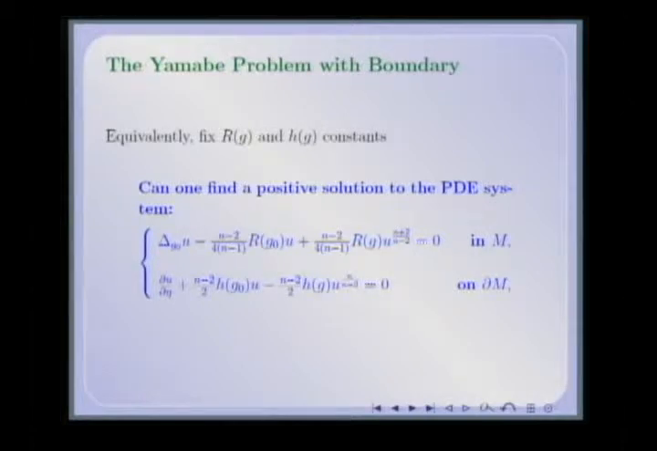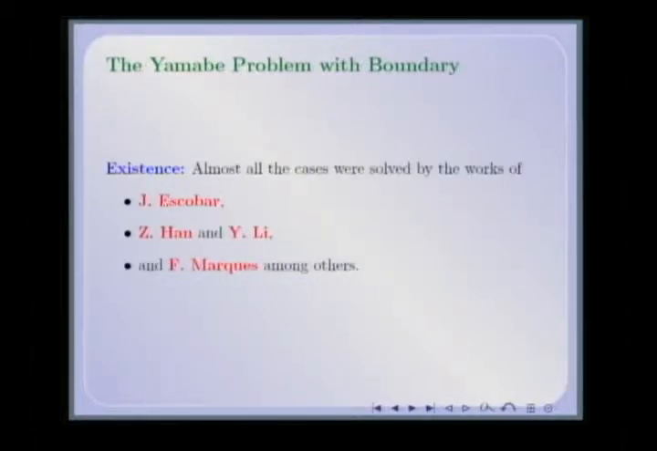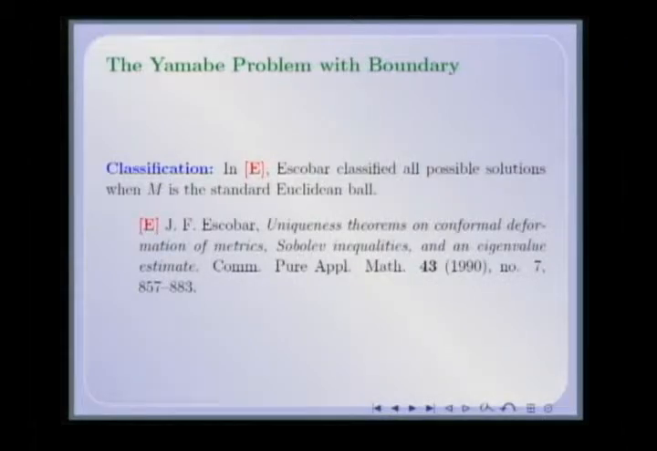So as Ivaldo said in his talk, this problem was studied first by Escobar. Later, Han and Li did the remaining cases that Escobar didn't do. Later, Fernando Marques solved almost all the remaining cases left by Escobar and Han and Li. This is for the problem of existence. But here, I'm going to be interested in the problem of classifying the space of solutions of the problem. In this paper, this is a really good paper of Escobar, he classified all possible solutions when the underlying manifold is the standard Euclidean ball.